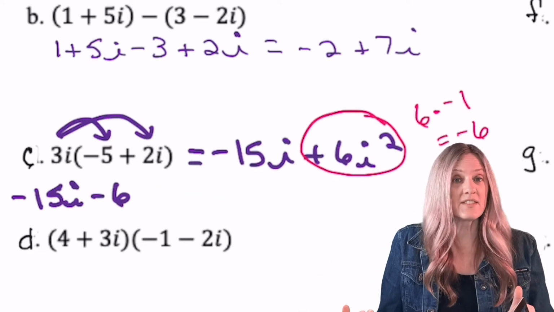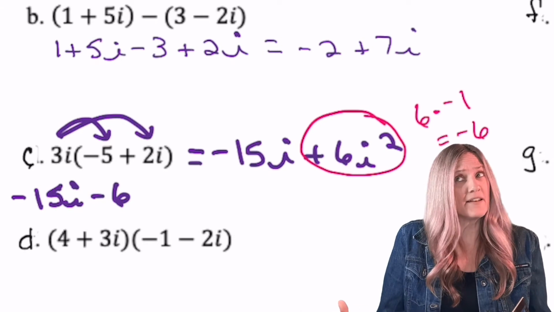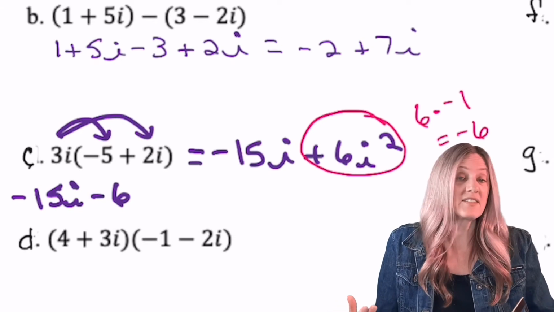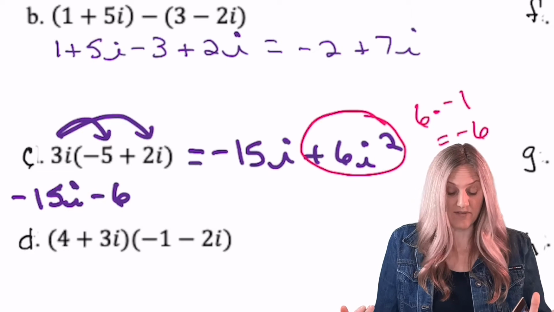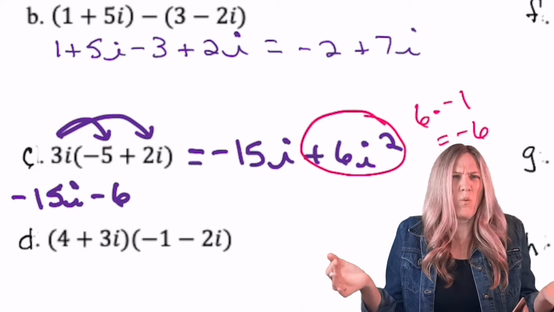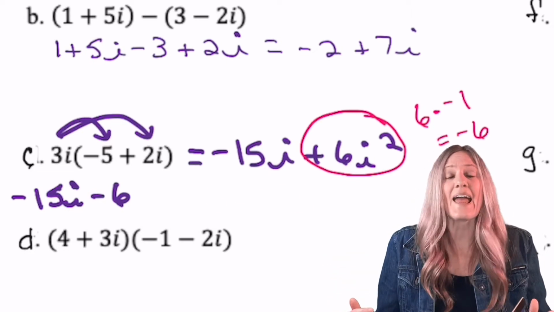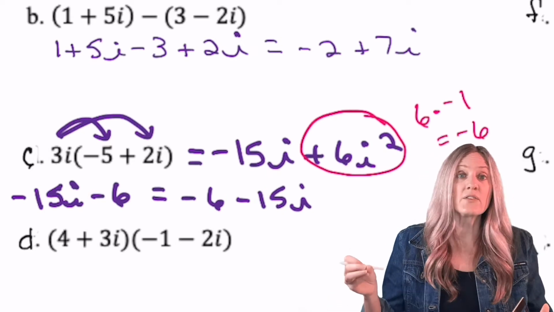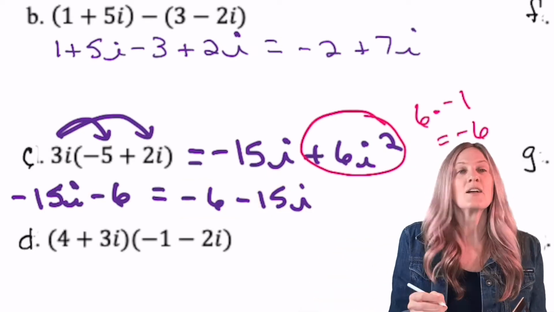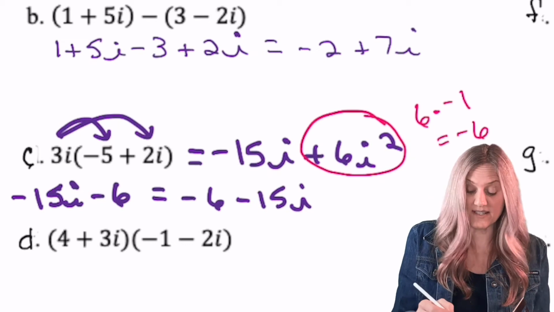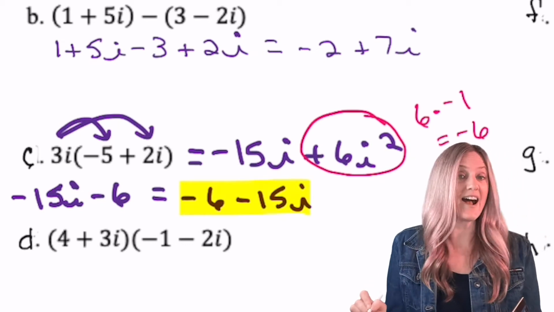Never okay to leave something as i squared. That's like not simplifying it. So once I have 6i squared is -6, I have -15i minus 6. Whoa, that's not correct format. a plus bi, real number plus or minus the imaginary number. So the final proper answer is -6 minus 15i.